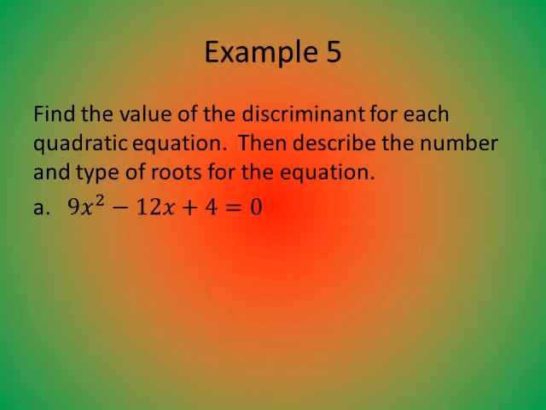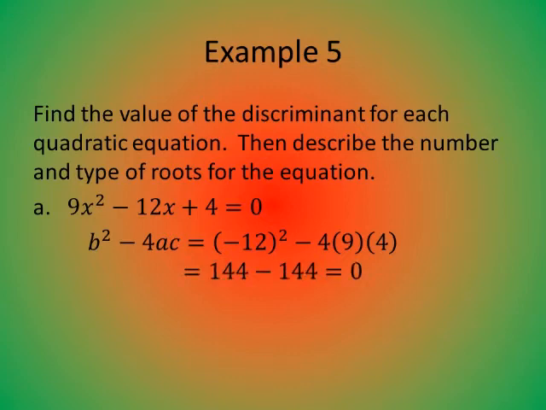Let's go ahead and look at an example of finding the discriminant. For this first example, it's giving us 9x squared minus 12x plus 4 is equal to 0. So we still need to identify our a, b, and c values, which for us, a is 9, b is negative 12, and c is 4. When I plug that in, we end up with negative 12 squared minus 4 times 9 times 4. When I evaluate that, we end up with positive 144 minus 144, which gives us 0. Well, if you remember, if we have a 0 under the radical, that means we're only going to have one solution. So for this particular equation, it's telling us we have one real rational solution.